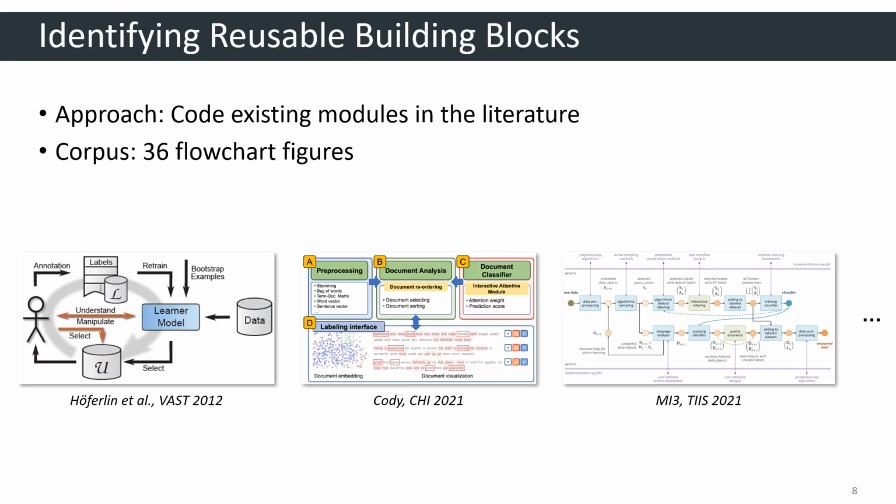To meet the design requirements, we need to identify reusable modules in data labeling tools. We collected 36 flowchart figures on the human-computer interaction workflows of data labeling tools in the literature. The 3 figures in the middle are examples of them. Then we go through a coding process. We group the modules and states in the flowcharts into themes, and filter the themes irrelevant to data labeling.